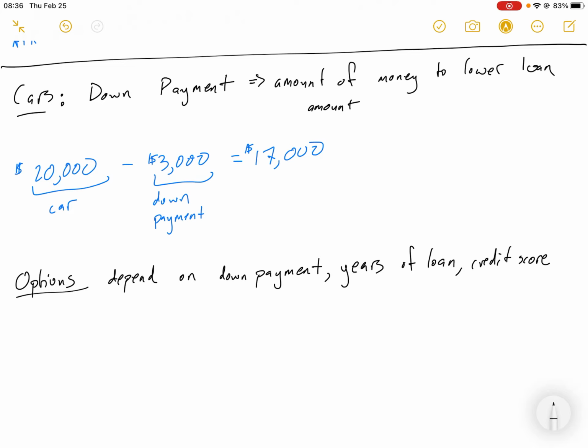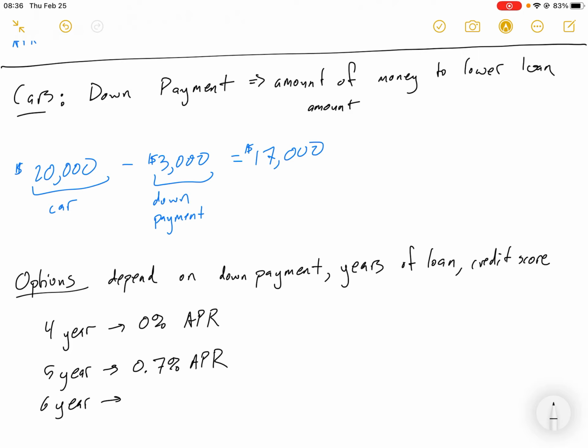For example, when I bought my car, they said things like you could have a 4-year loan with 0% APR, which is a pretty sweet deal. You can have a 5-year loan, and it was like a 0.7% APR. And then there was a 6-year loan, and I think it was like 1.9% maybe.